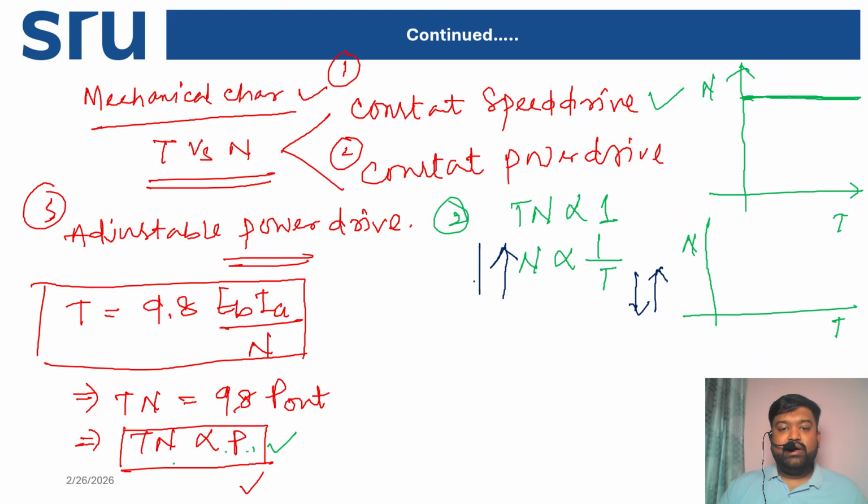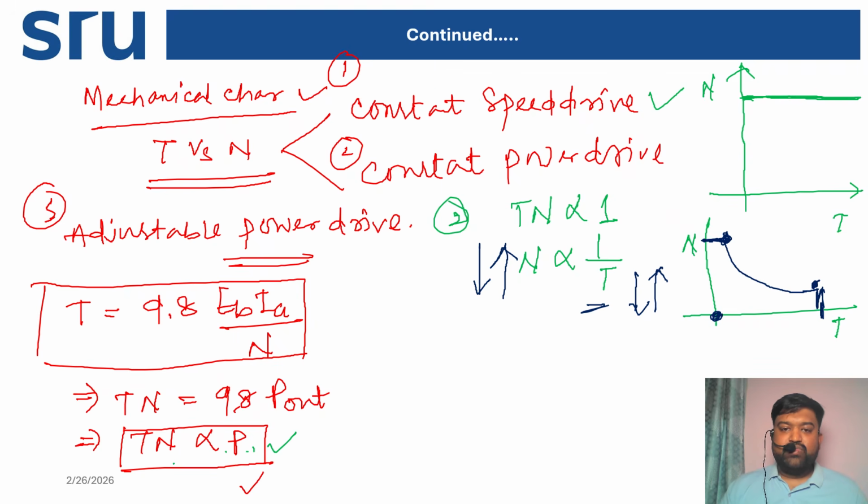It is inversely proportional. Then suppose at torque zero value, what you are getting? Speed is very high at this point. But what happens when torque is maximum? Your speed will be minimum. It is inversely proportional. The graph will be like this. And you can say at this condition your speed is very high, but in this condition your speed is very low, due to this relation.